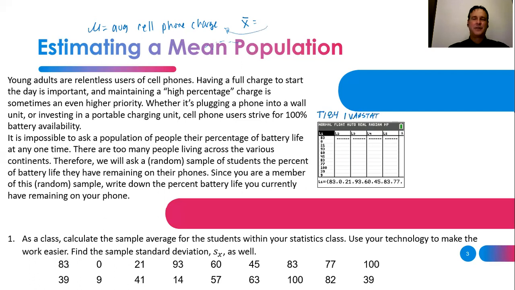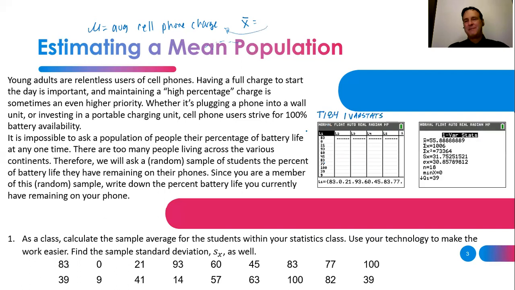Okay, that's the command you'll use to average all of your values in your L1. And that's what I did. I put these all in L1, and when I did that, it gave me this information. It gave me the mean, which is my x bar, right here. And the standard deviation I'm going to use is Sx.